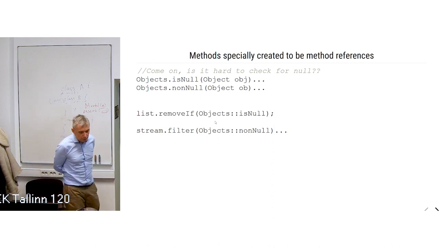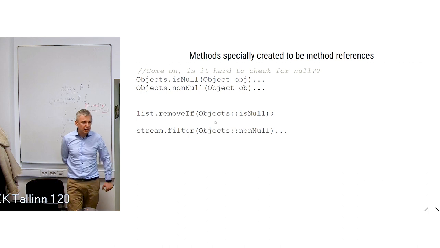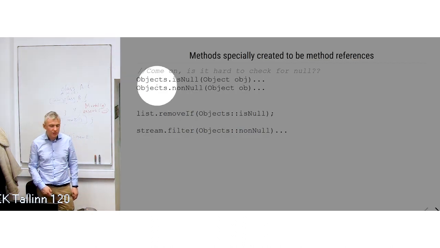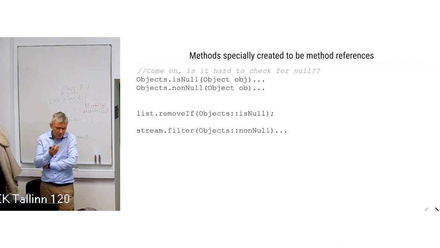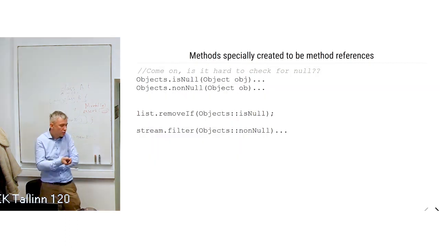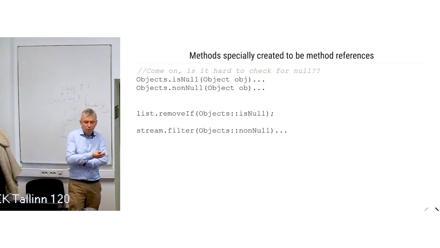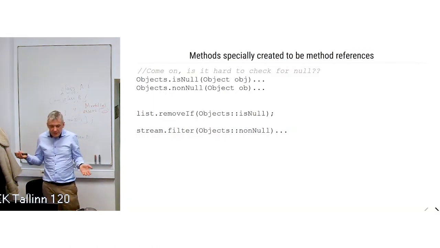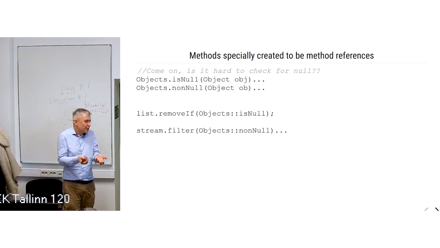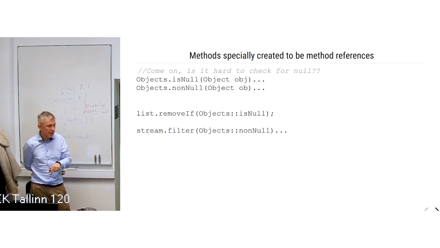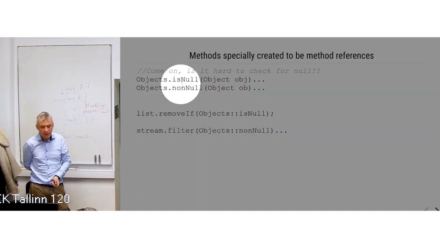All right, what else do we have? We have methods specially created in the standard library to be utilized as method references. Like this, we have the class Objects, a utility class, and it has some methods that might look stupid to you, like this one, Objects.isNull(obj), which returns true if obj is null and false if it's not null, and vice versa, Objects.nonNull. So come on, you might think, is it hard to check it using a simple if? Why do they put this stupid thing inside the standard library? They put it there on purpose, and this purpose is to use these methods as method references.